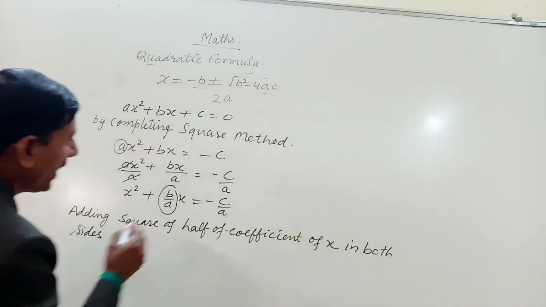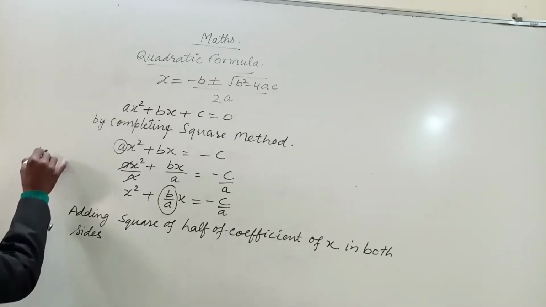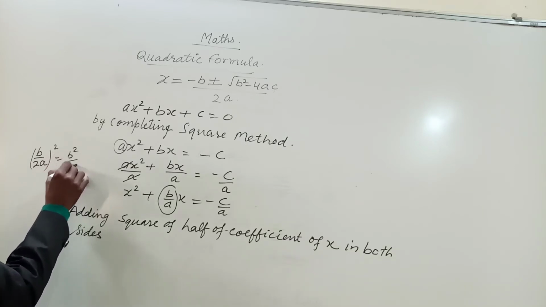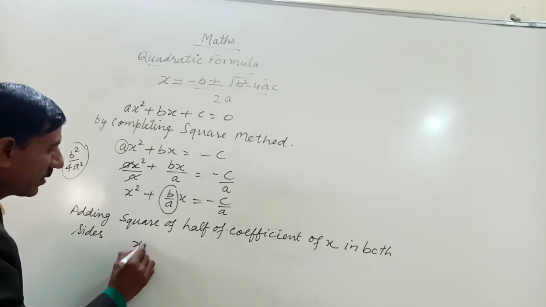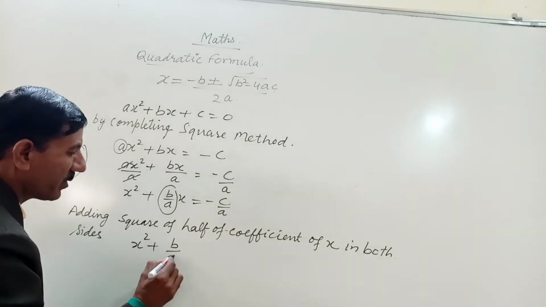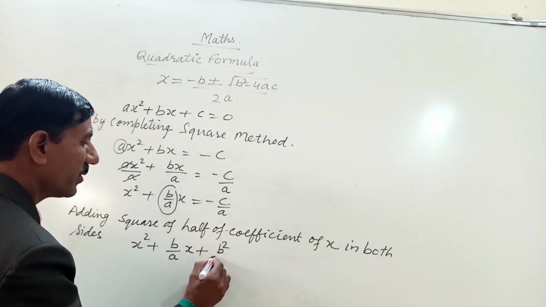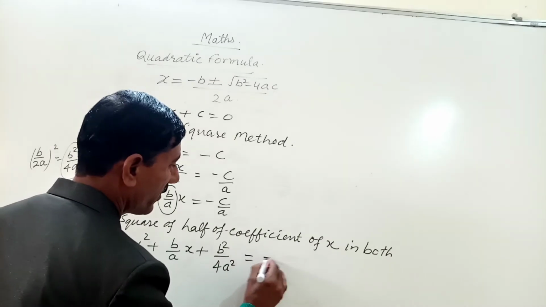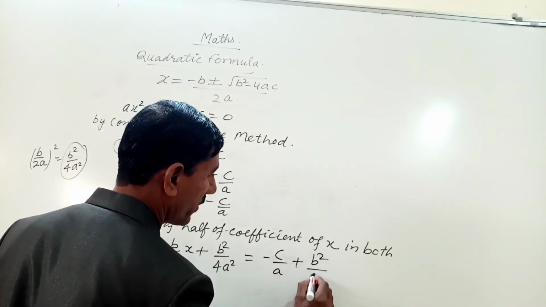So b upon a, half of b upon a, squared, is equal to b square upon 4a square. We will be adding it on both sides: x square plus b upon a x plus b square upon 4a square equal to minus c upon a plus b square upon 4a square.